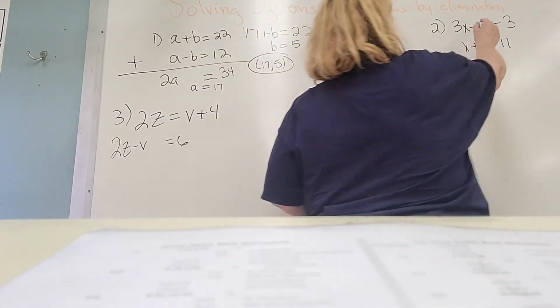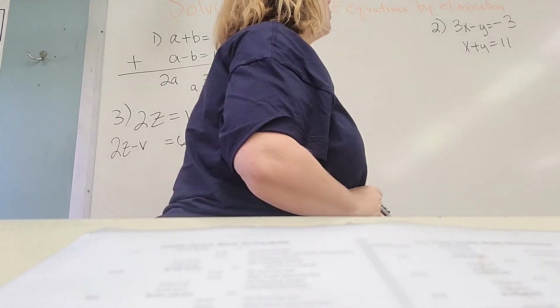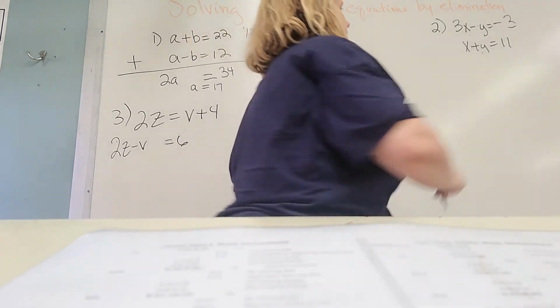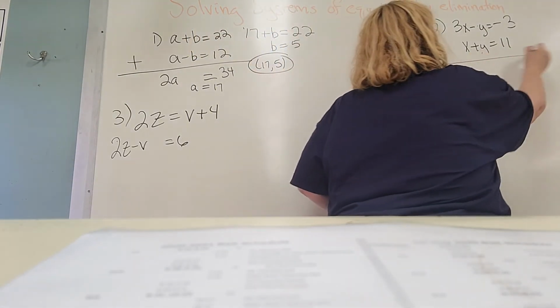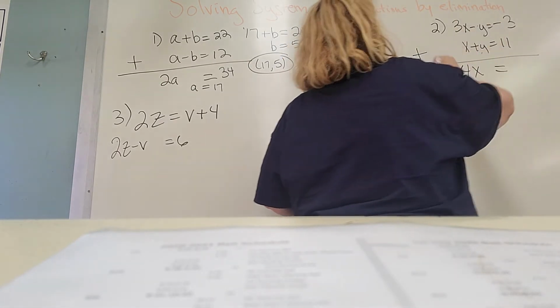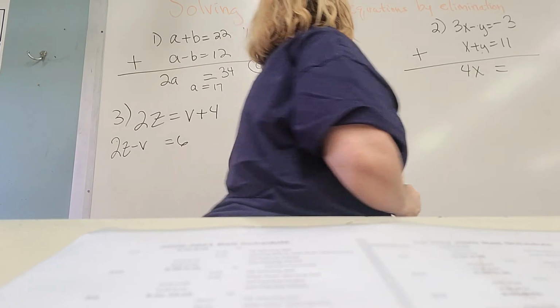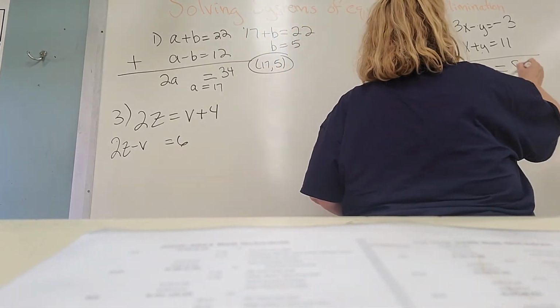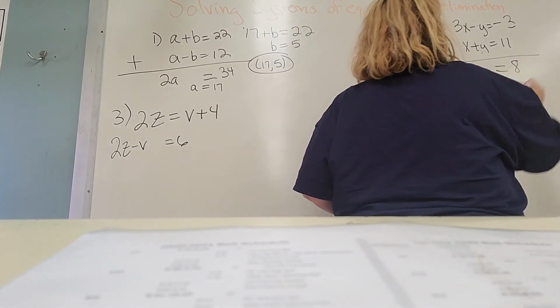Here we have the same coefficient with y, both 1. If they are the opposite signs, we add. If they're the same sign, we subtract. So 3x plus x is 4x. Negative y plus y is 0, so we're done with the y's. Negative 3 plus 11 is 8. Divide by 4 and x equals 2.